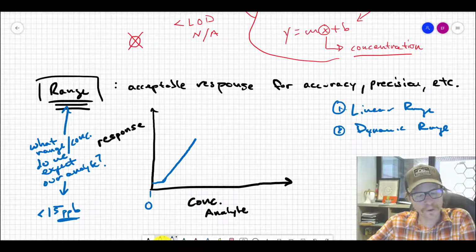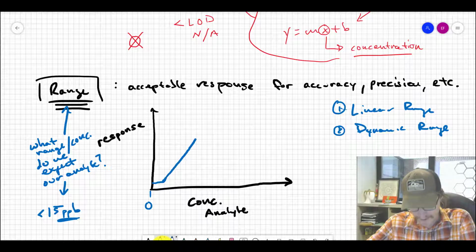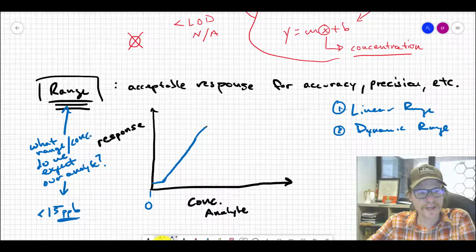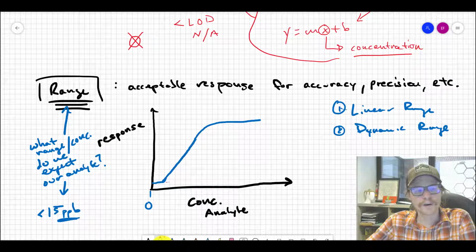But at some point, we start loading this thing in so much that our tool becomes oversaturated, and it can no longer respond in a linear way, and it starts to taper off and taper off and taper off until we flatline out right there. So this part of our response curve here, or calibration curve, we consider this the linear range. And that's the range, obviously, that the response is linear as a function of our analyte concentration.